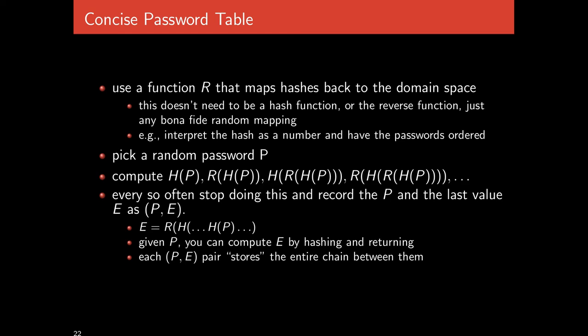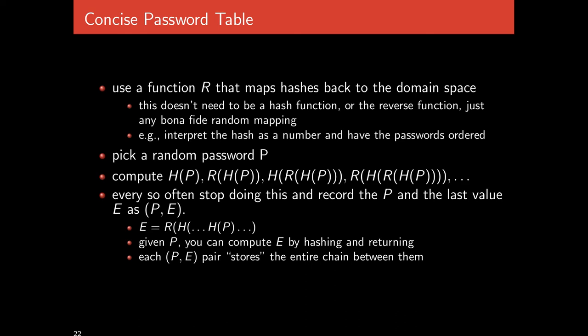So, in effect, their solution was to use a function R that maps hashes back to the domain space, back to password space. So there are two functions: H, which in this case is however many times the actual password hashing occurs. So if you're hashing a password 10,000 times, that's what we mean here by H. So H maps a password to what gets stored in the password file. R is a function that maps a hash back to a possible password. Now, this R function doesn't need to be a hash function. It doesn't need to reverse it. It's not supposed to, in fact. It shouldn't go from the hash back to the password. It just needs to be any good faith random mapping, mapping an arbitrary hash to some particular word.